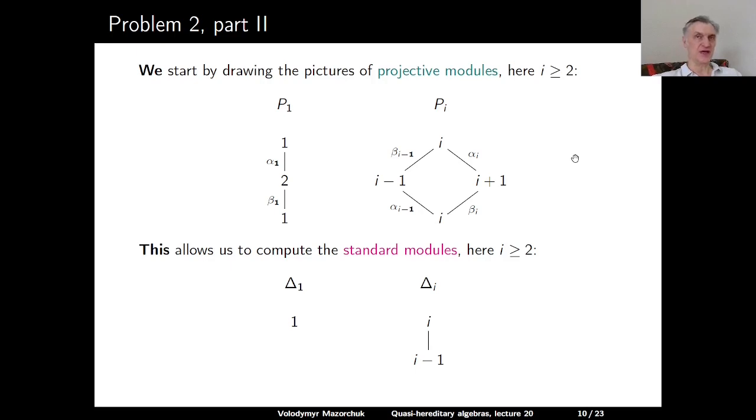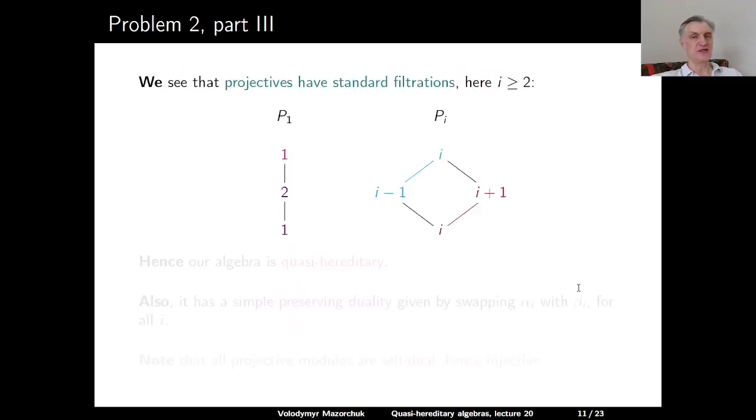If we take the traces of everything bigger, for the case of P1 we just get the simple L1 because we have to kill this 2. And in the case of Pi, where i is greater than or equal to 2, we get i on top of i minus 1, because we need to kill this i plus 1, and so we kill this i. So these are our standard modules, and we readily see that our projectives have standard filtrations.